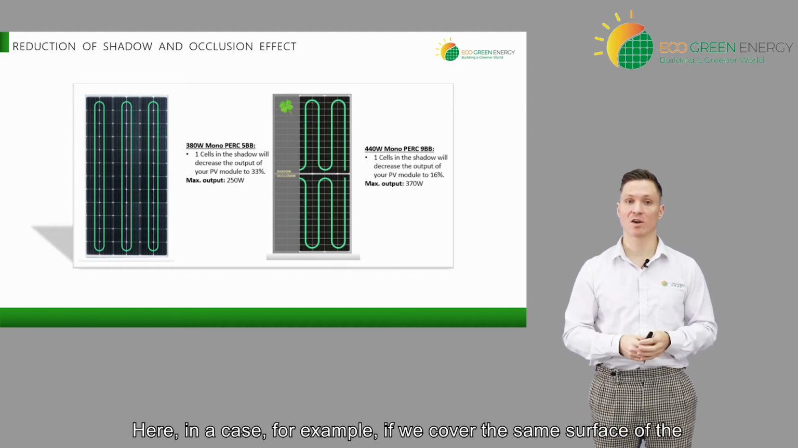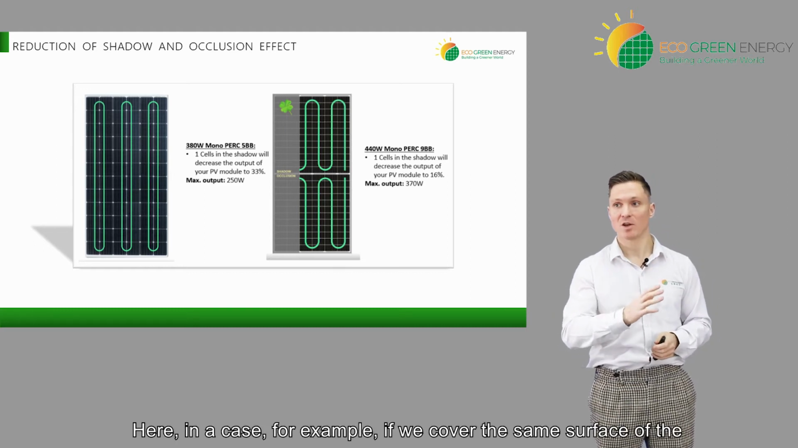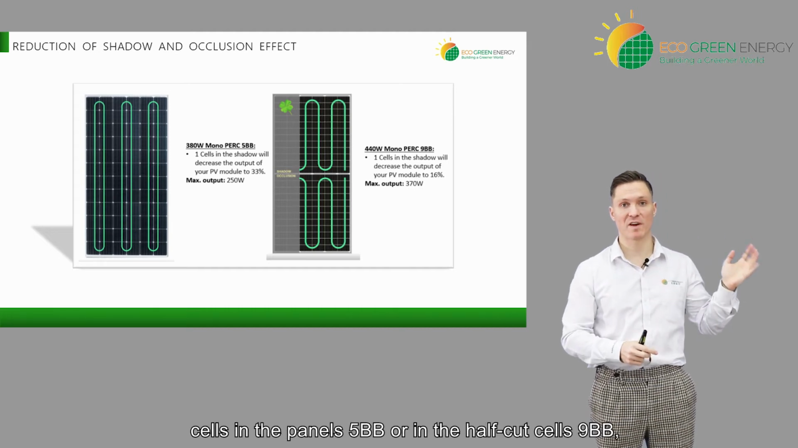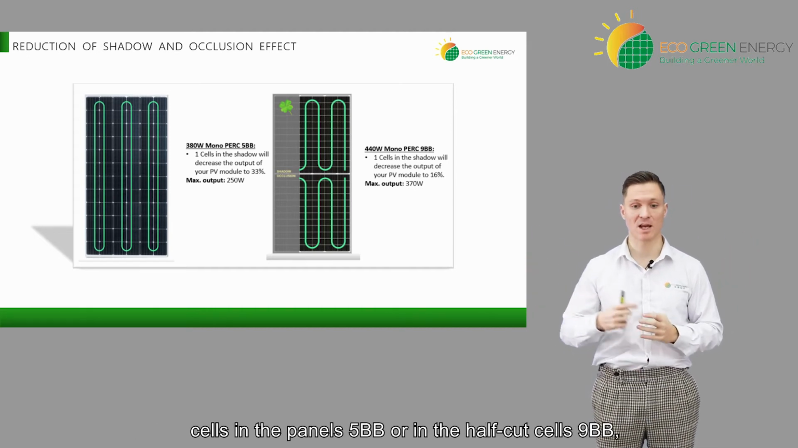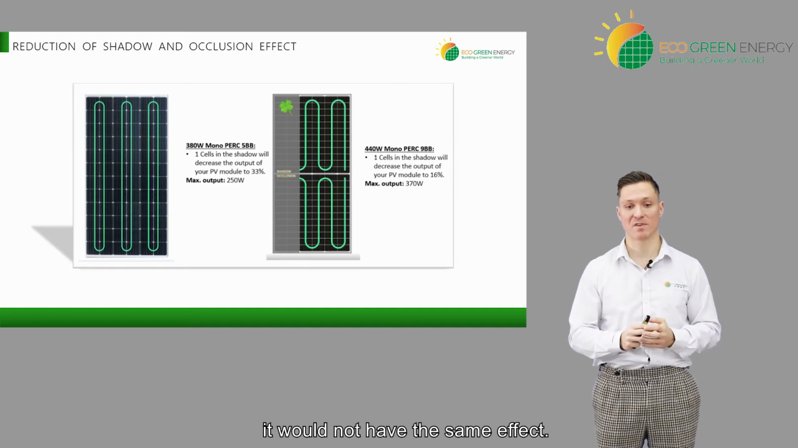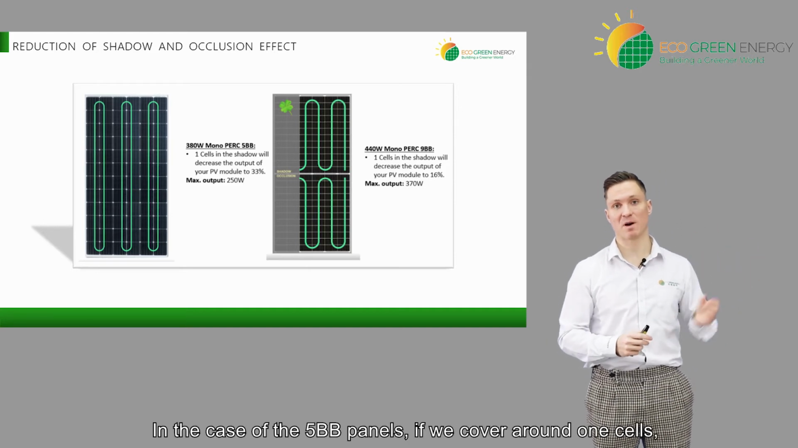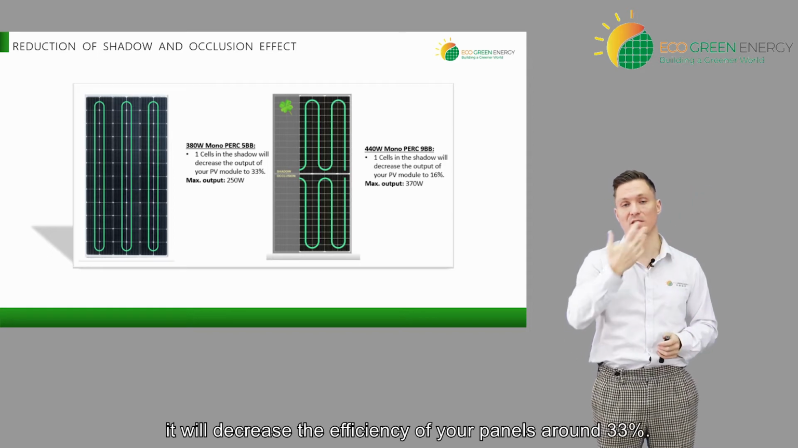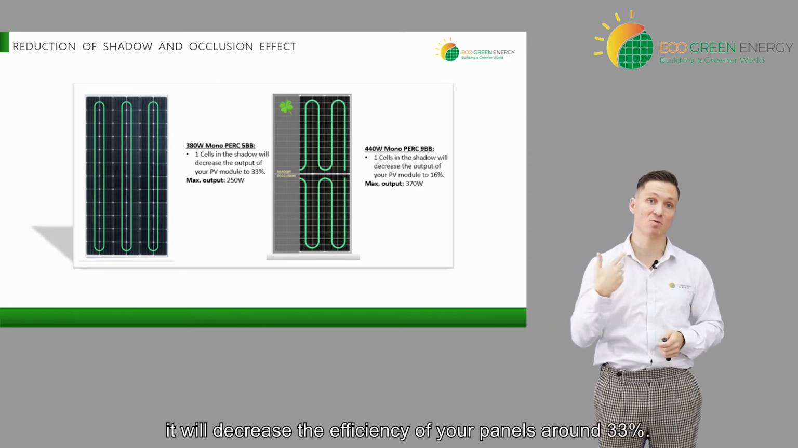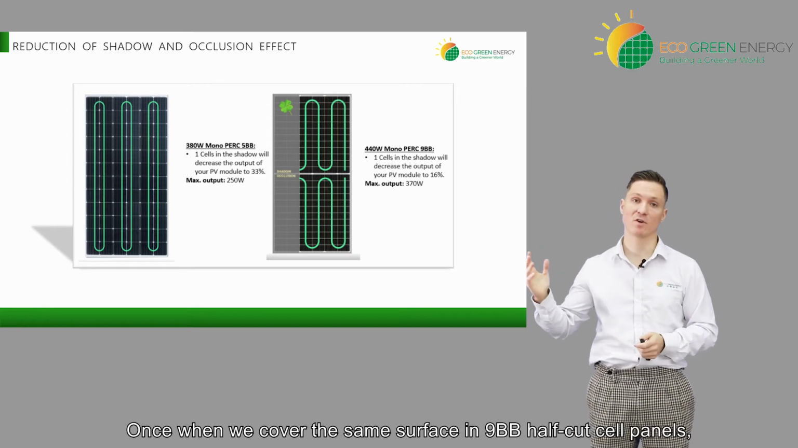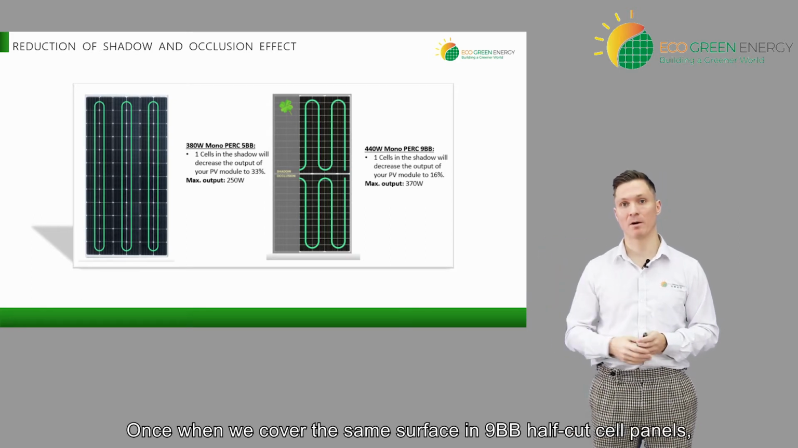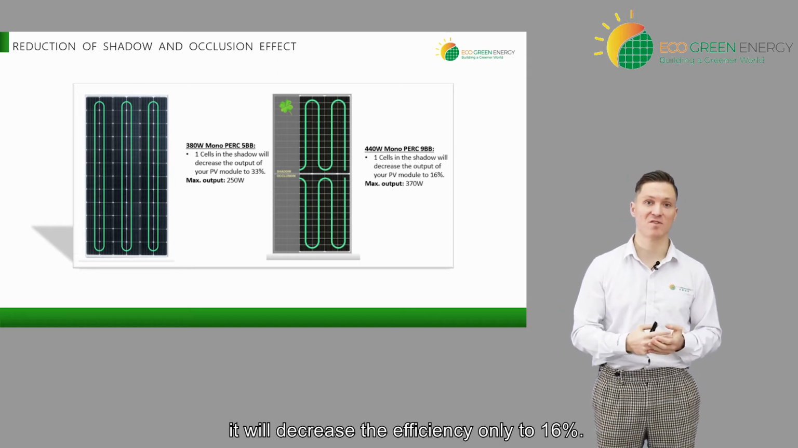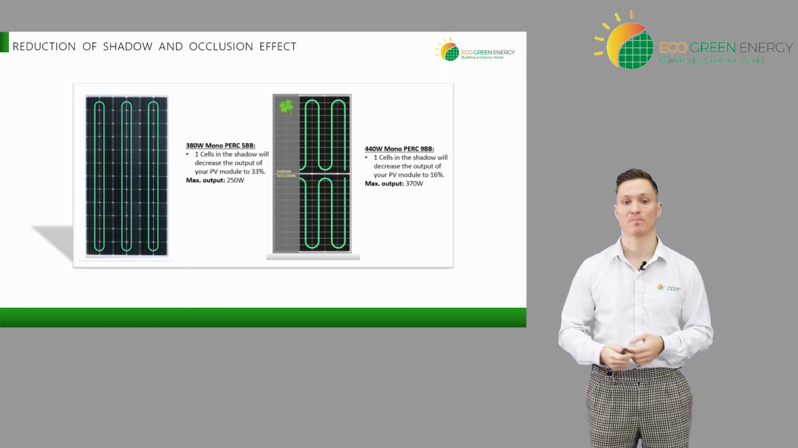So here, in our case, for example, if we cover the same surface of the cells in the 5 busbar panels or in the half-cut cells 9 busbar, it will not have the same effect. In the case of the 5 busbar panels, if we cover around one cell, it will decrease the efficiency of your panels by around 33%. When we cover the same surface in the 9 busbar half-cut cells panels, it will decrease the efficiency only to 16%.